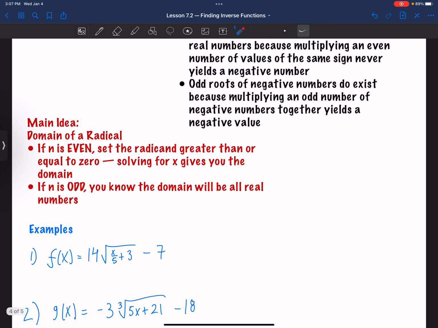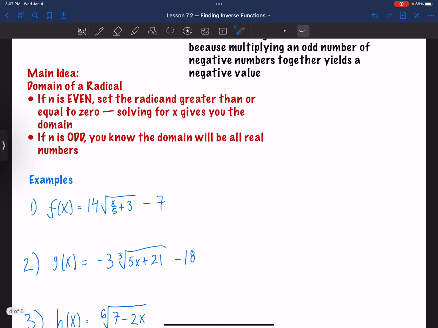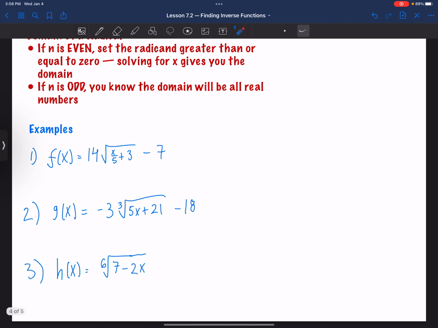So the main idea is, if you're looking for the domain of a radical that has an index that is even, just set the radicand, the thing under the symbol, greater than or equal to 0. Solve that value for x, that's your domain. And if you have n is odd as an index, then the domain's going to be all real numbers, and you don't really have to do anything. So I only have 3 examples here. They're very short, and here's how we do them.